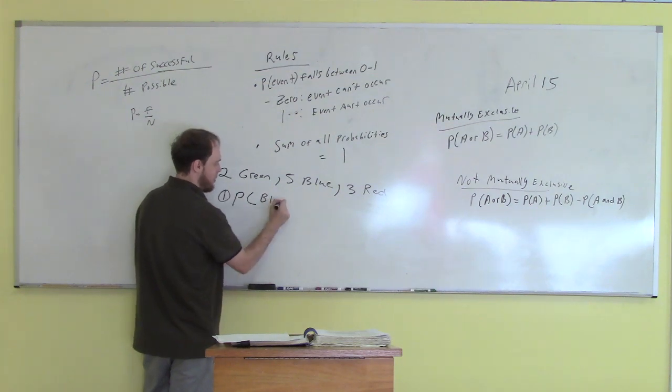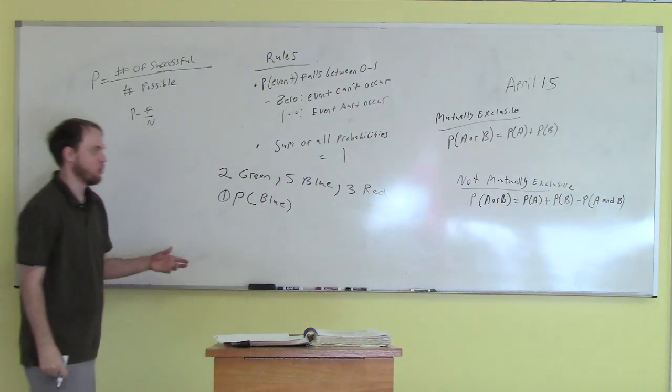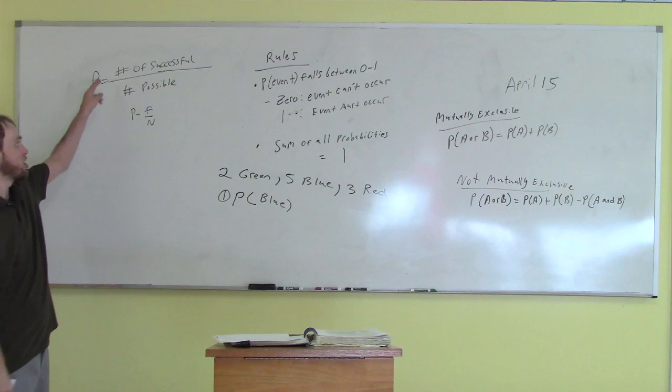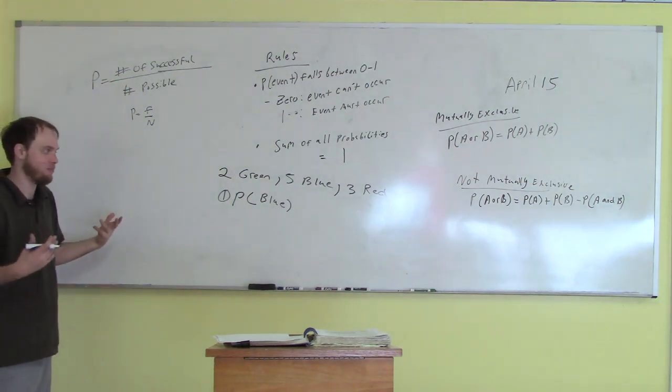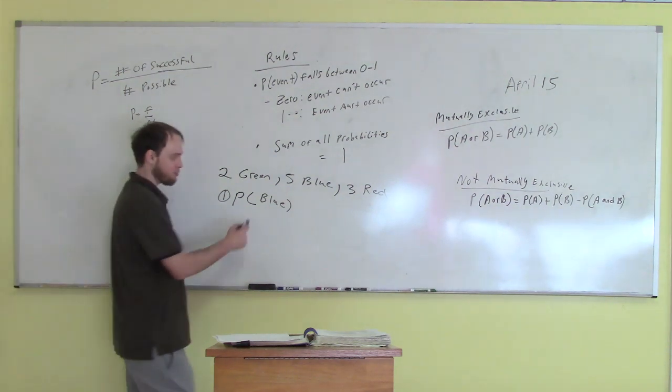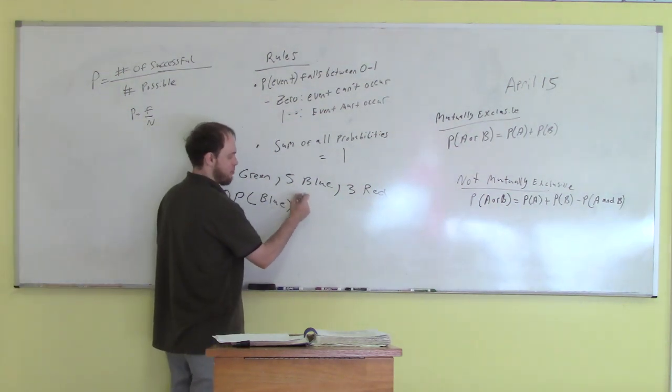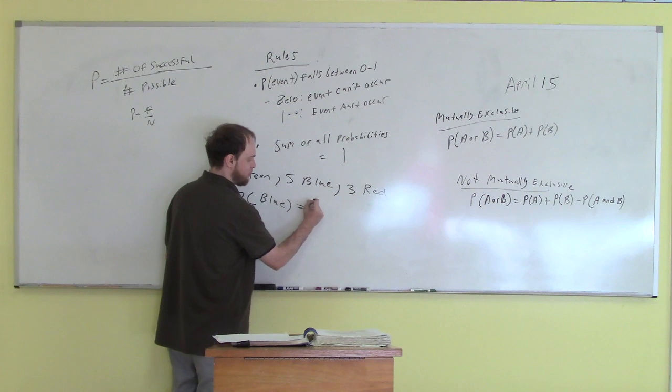This is number one, what P of blue would be. So the P of blue. Then I'll look and say, okay, what are the number of successful? What are the numbers that I'm looking at? How many of them are blue, in other words? And so I have 5 blue ones, so that becomes the top number.